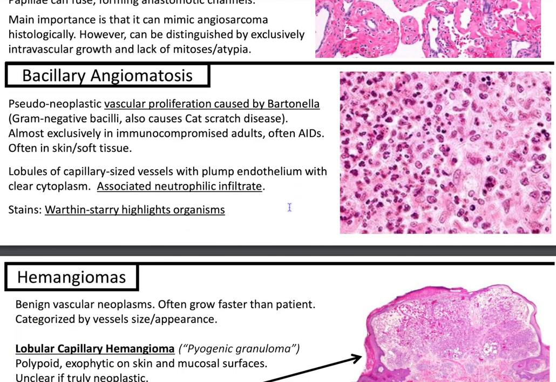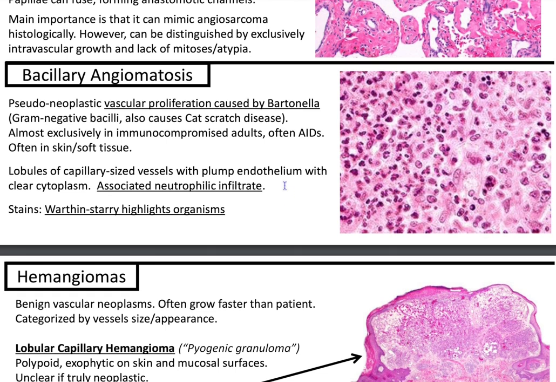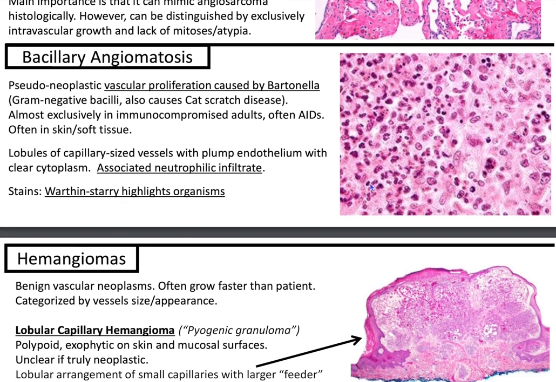Bacillary angiomatosis, this is a pseudoneoplastic vascular proliferation. It's caused by Bartonella, which is a gram-negative bacilli, which also causes your cat scratch disease. Almost exclusively in immunocompromised adults, often AIDS. And you'll see this in the skin and soft tissue. Histologically, you'll have lobules of capillary-sized vessels with plump endothelium with clear cytoplasm. And as you look closer, you'll see this associated neutrophilic infiltrate. And to cinch this diagnosis, get your Warthin-Starry, which will highlight the organisms.